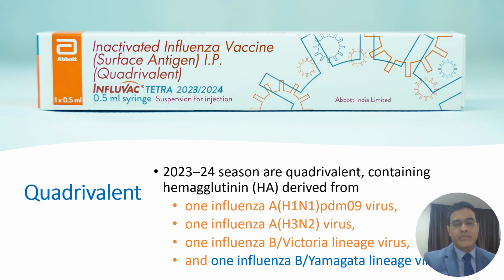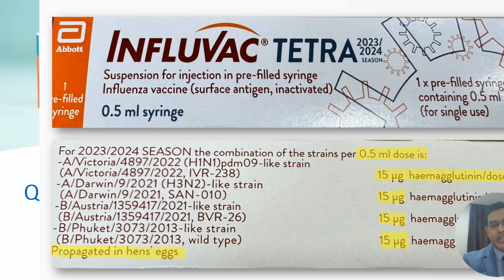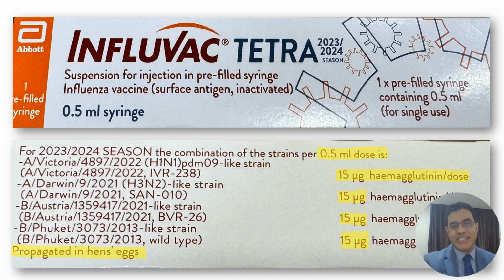The one peculiar thing about these vaccines is that the dose is only 0.5 ml, which contains only 15 micrograms of hemagglutinin each of H1N1, H3N2, and influenza B, both Yamagata and Victoria strains. And these are propagated in eggs only. This is the common vaccine that we have available, so I kept this photograph of it.